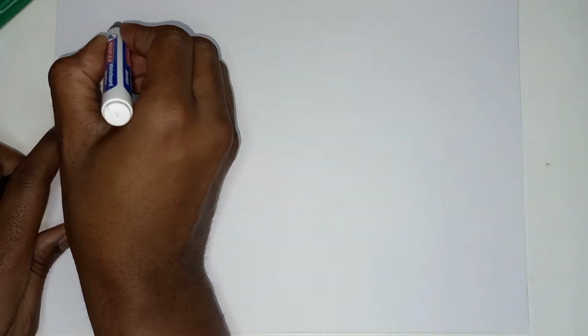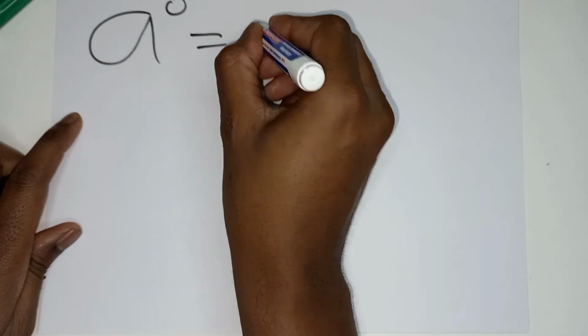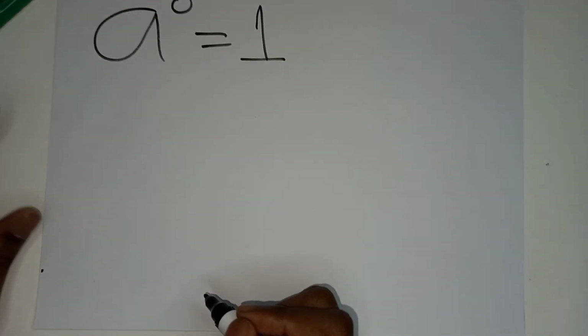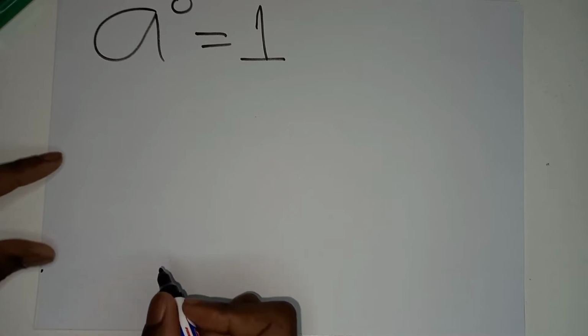The first correlation that I'm going to talk about states that any number to the exponent of 0 is equal to 1. Now, how do we prove this? This is how we prove it.